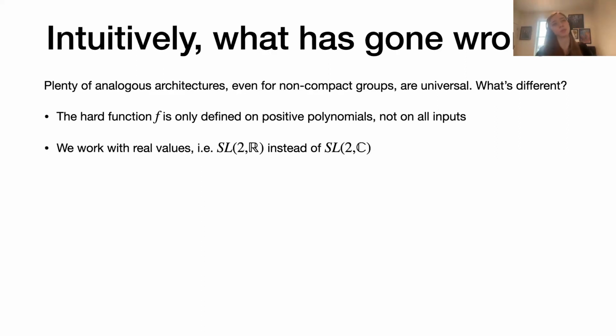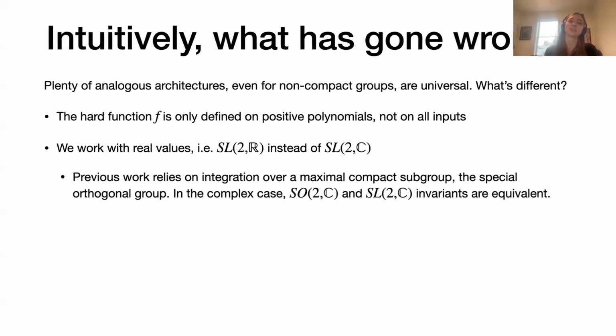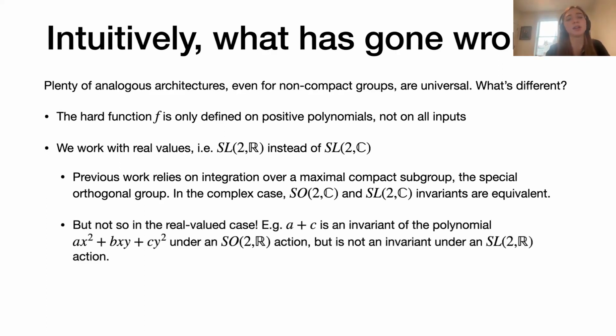We also critically are working with SL2R instead of SL2C. And when we dug around a bit in this literature, the key difference is that most of these past universality proofs rely on working with a maximal compact subgroup and having this maximal compact subgroup essentially take into account the behavior of the whole group. So in the complex case, this would be SO2C, and somehow the invariants with respect to SO2C and SL2C are basically the same. SO2C captures the important behavior. However, for SL2R, this is not the case.